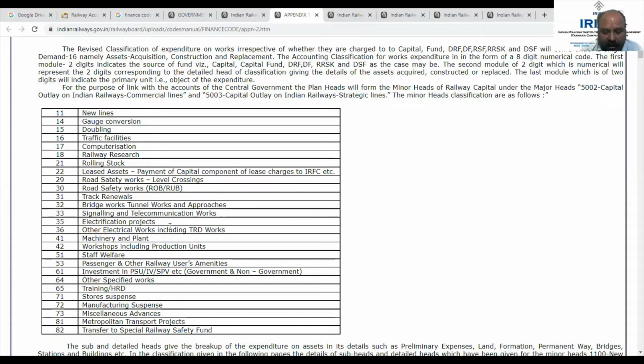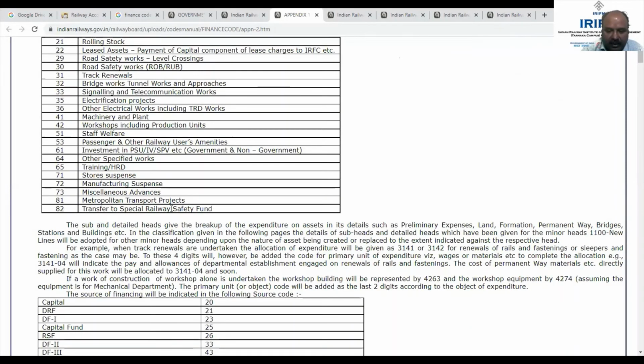And 81 is metropolitan transport projects, that is the Calcutta Metro and other suburban trains. And 82 is now not in operation. It was transferred to the Special Railway Safety Fund, which was closed in 2008.